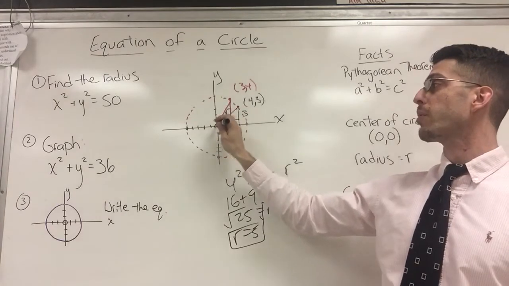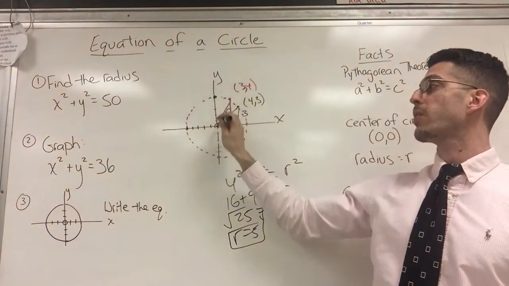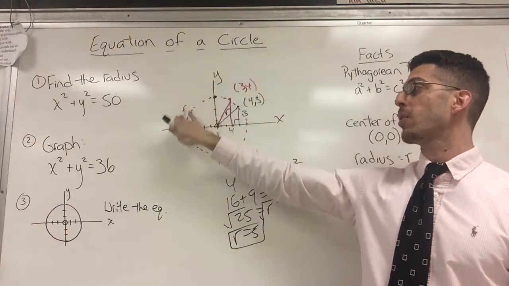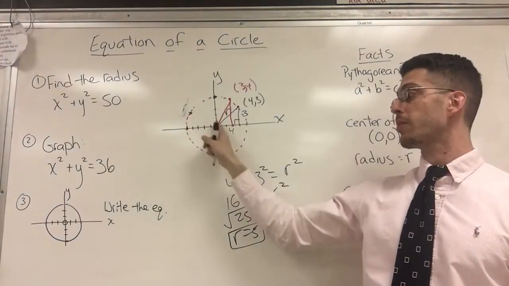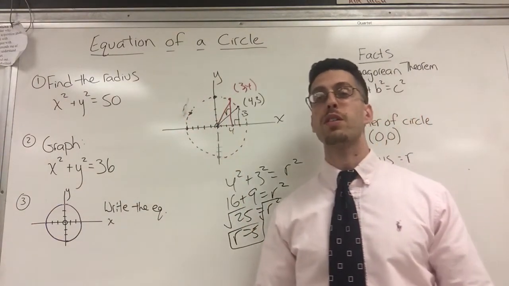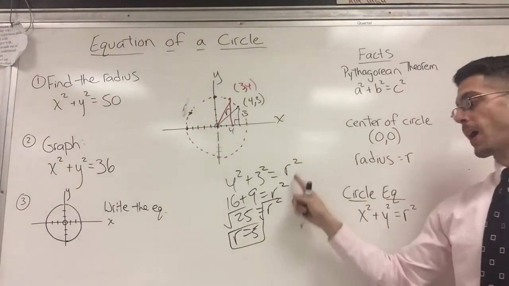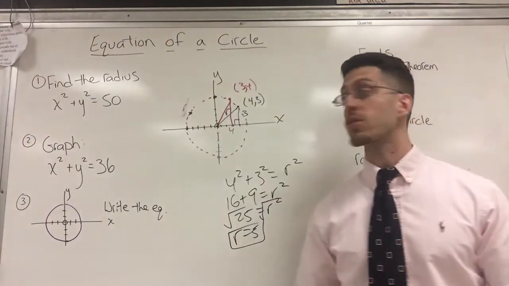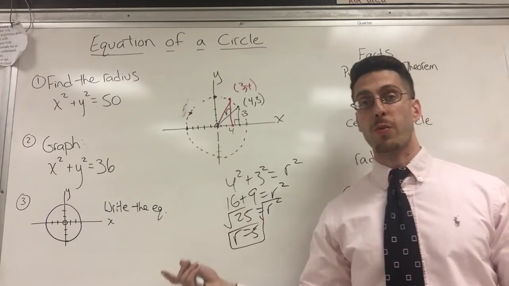From here to here is 5, from here to here is 5, from here up to here is 5, from here to here would be 5. Okay, the distance is 5, from here to here is 5, from here down there is 5. So we know our radius is 5, that's why I used r here. So the hypotenuse of the triangle is really just the same as the radius.